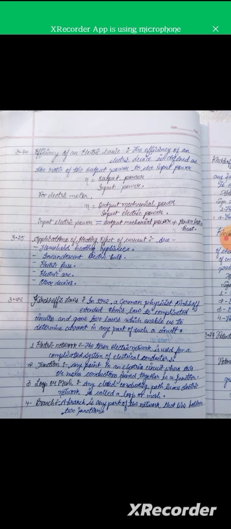First, electric network. The term electric network is used for a complicated system of electrical conductors. Junction. Any point in an electric circuit where two or more conductors join together is a junction. Loop or mesh. Any closed conducting path in an electric network is called loop or mesh. Branch. A branch is any part of a network that lies between two junctions.